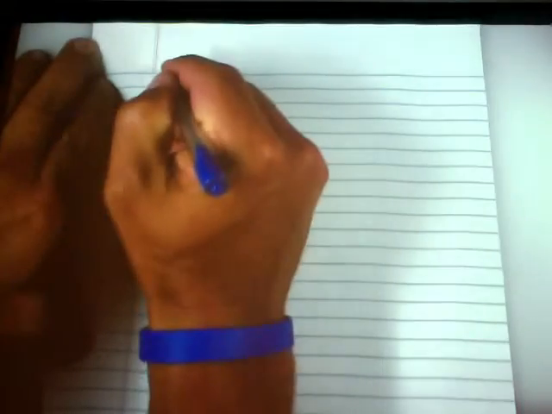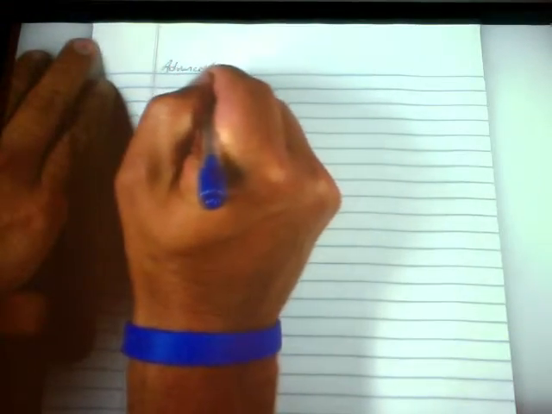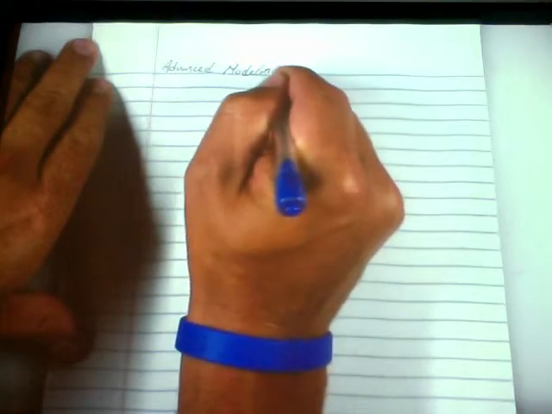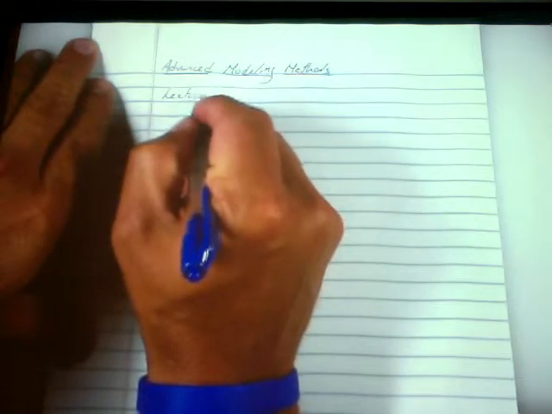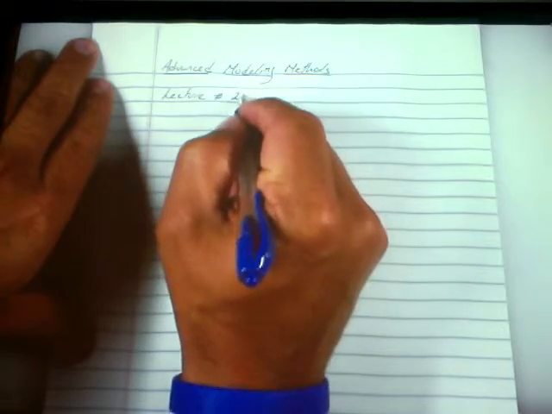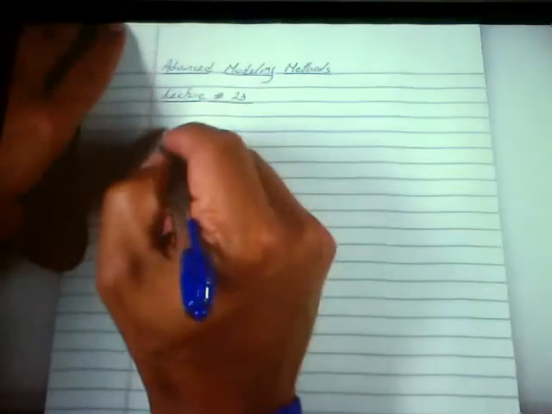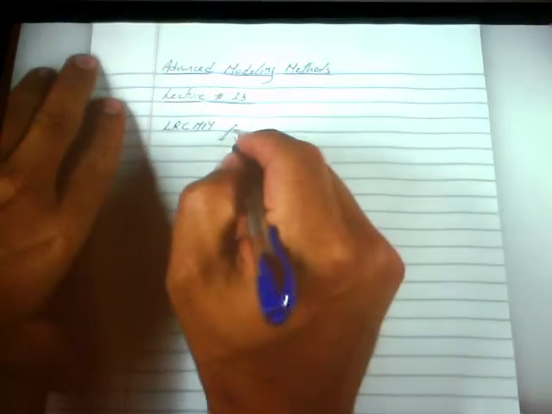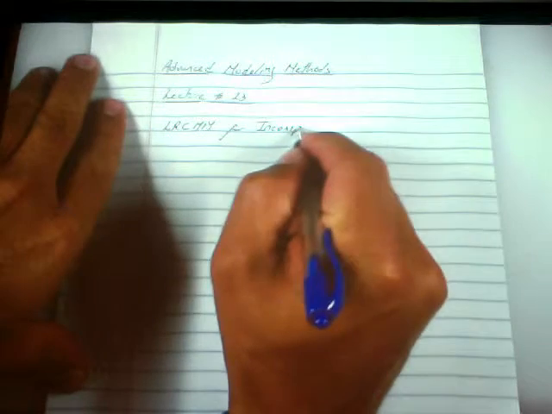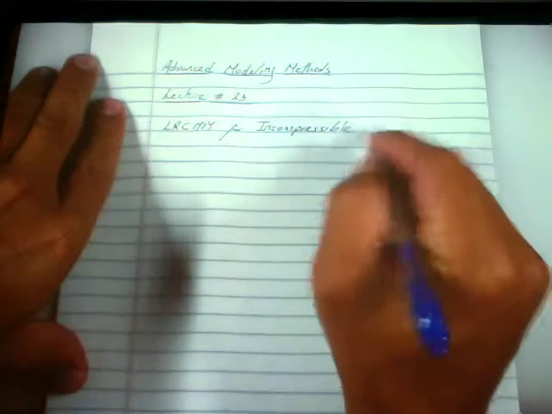So let's look at, this is Advanced Modeling Methods, Lecture number 23, right? And we're going to look at LRCMM, so the beginnings of the implementation of the localized radial basis collocation meshless method, for incompressible fluid flows.